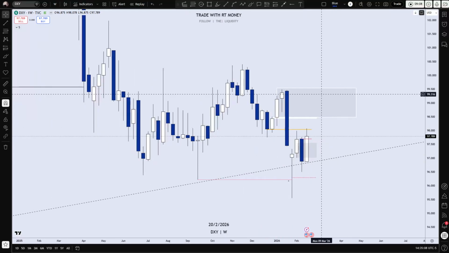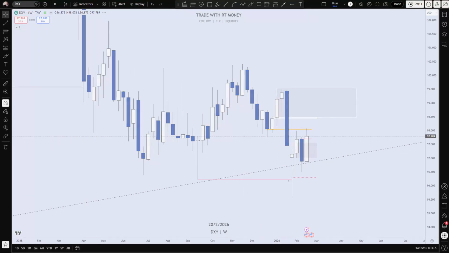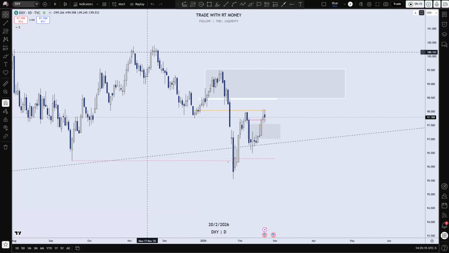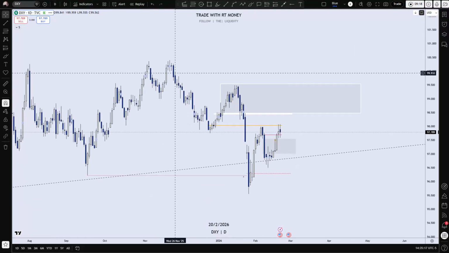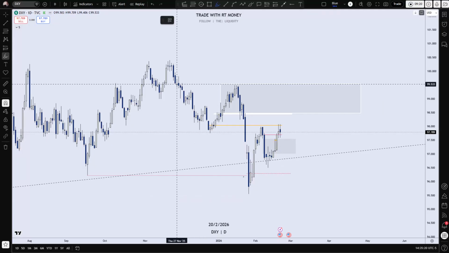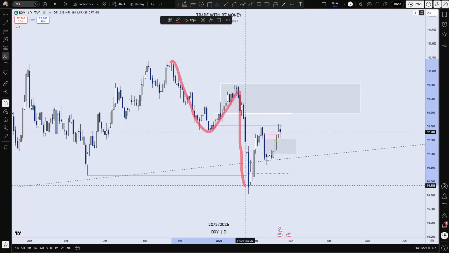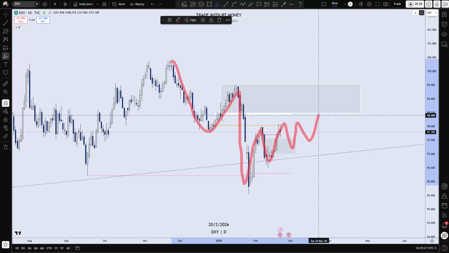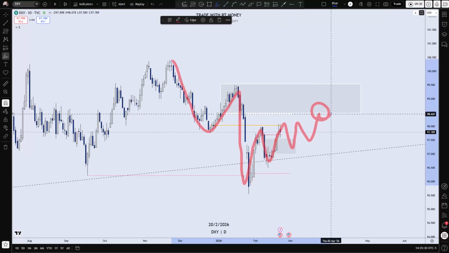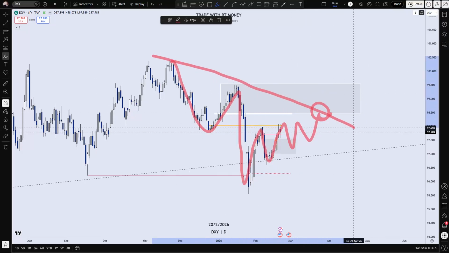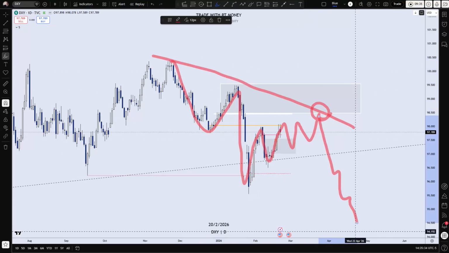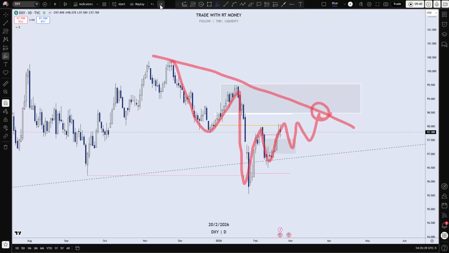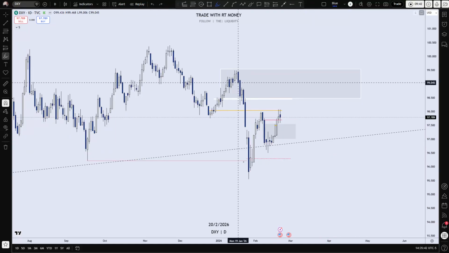All right, so let's go down to the daily. I hope the weekly is clear enough, but if it's not, pay attention now. All right, you have the lower low, lower high, lower low, and then we have this could be the lower high right here. You understand what I'm saying? For the next move down. That's something I'm definitely giving a hard look at.